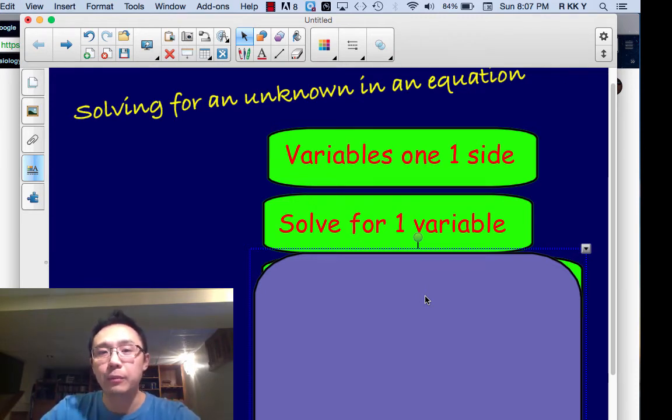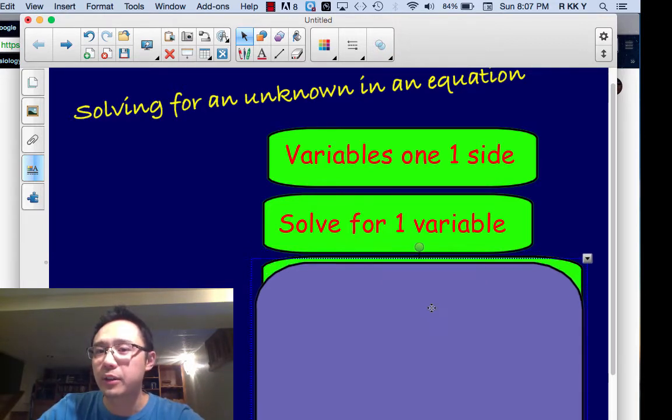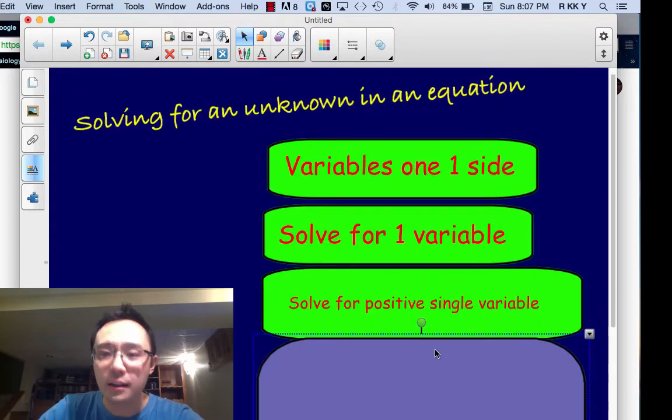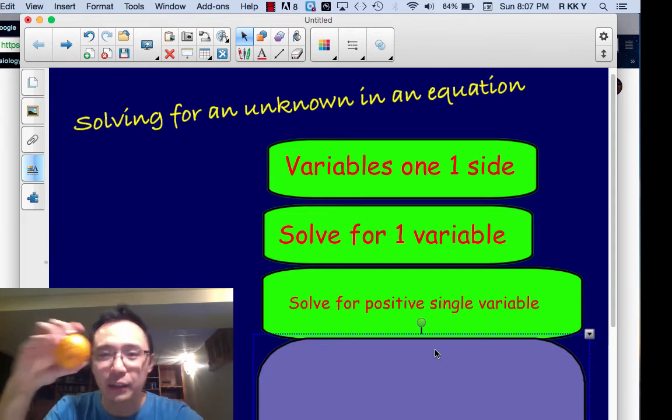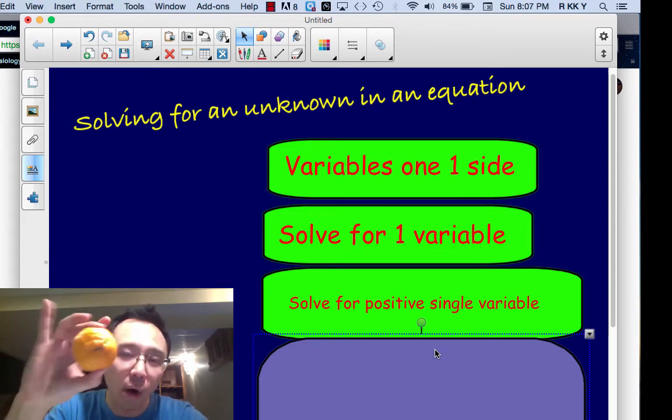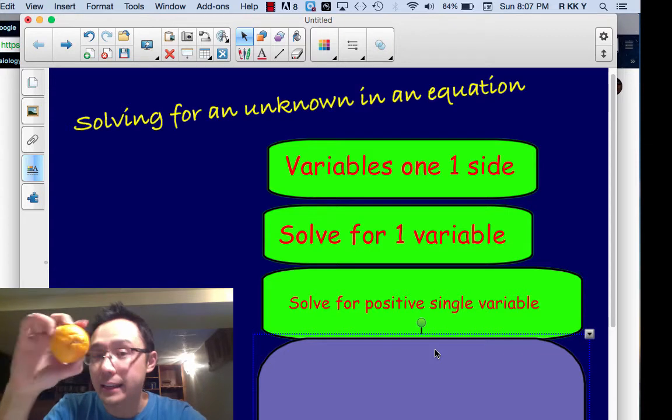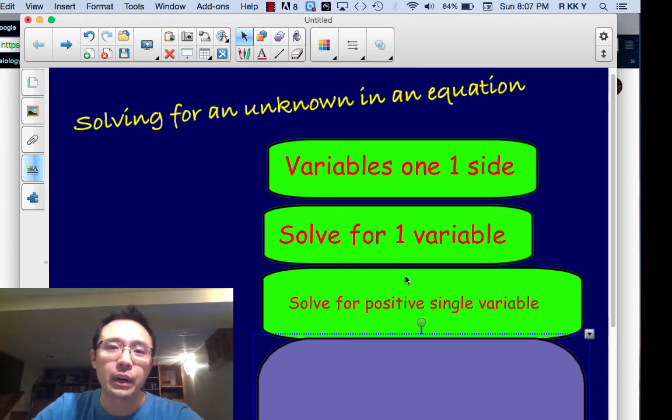So you want to have all the variables on one side, you want to solve for just one, and the last thing, your objective of solving for an unknown is that you want to solve for a positive single variable. So in the example with the oranges, you don't want to solve for a negative orange, right? You want to solve for what a positive 1 orange is, or how much that is. So that's your starting point in solving for an unknown.